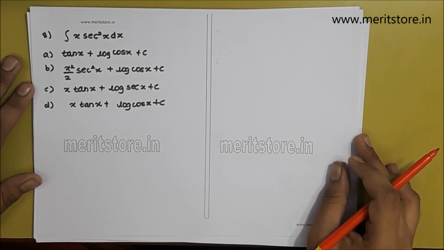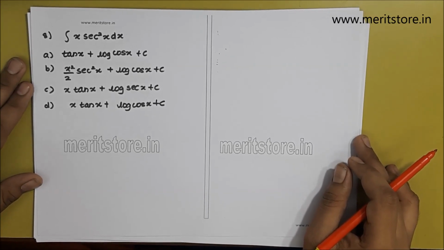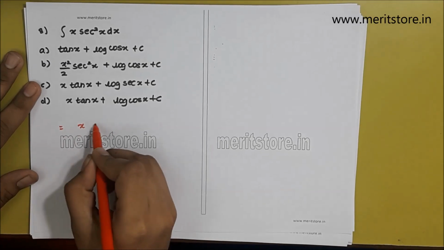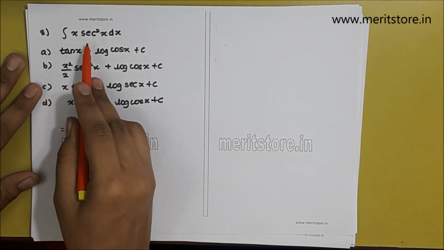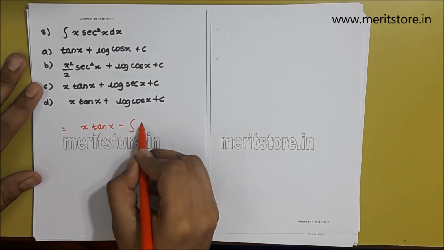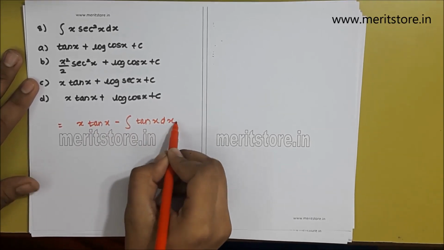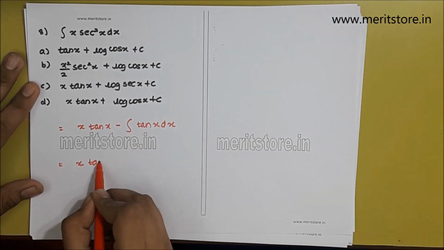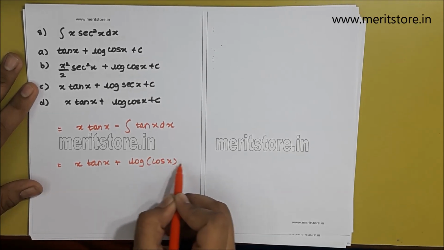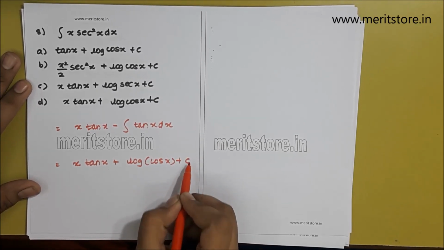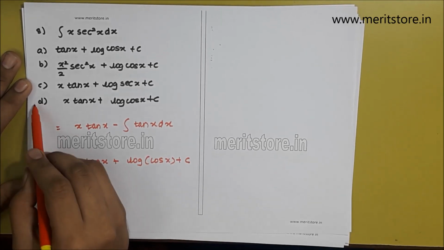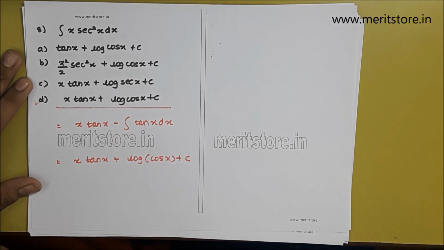Integration of x into sec square x dx. Now this question can be solved using the technique of integration by parts. Integration of x into sec square x dx can be written as x tan x minus integration of tan x dx, which will give us x tan x plus log of cos x plus c. That is option D, x tan x plus log of cos x plus c.